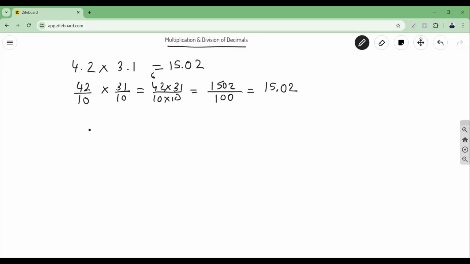Very simple, isn't it? Now, should we be doing it every time? That I will tell you as we go forward. However, let me give you one more understanding of multiplication of decimals.